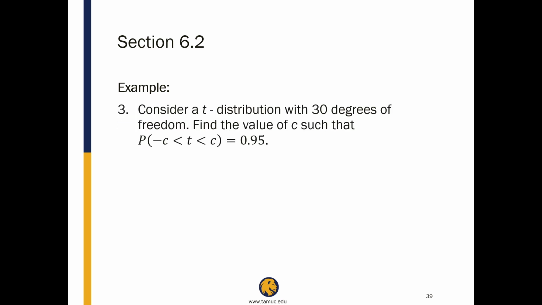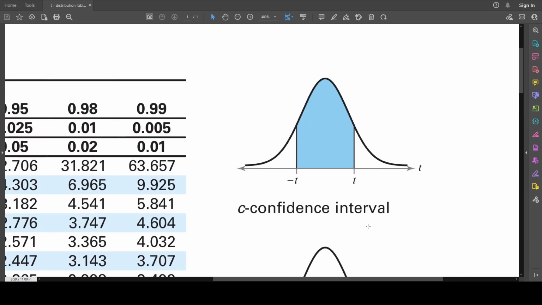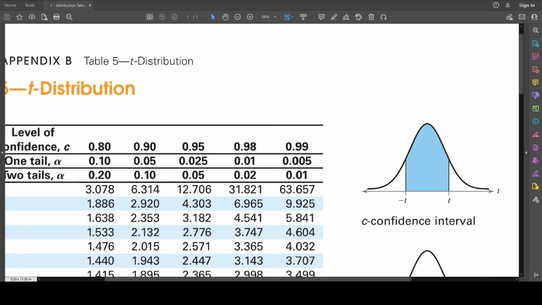On this next one, we're going to consider the t-distribution with 30 degrees of freedom and find the value of c such that the probability of negative c less than t less than c is equal to 0.95. In this case, we can go over to the t-distribution table and look this one up. Actually, we have the right information for it now. So here's the t-distribution table, and I have this one posted online as well, if you'd like to reference it. It kind of shows you the areas we're dealing with here.